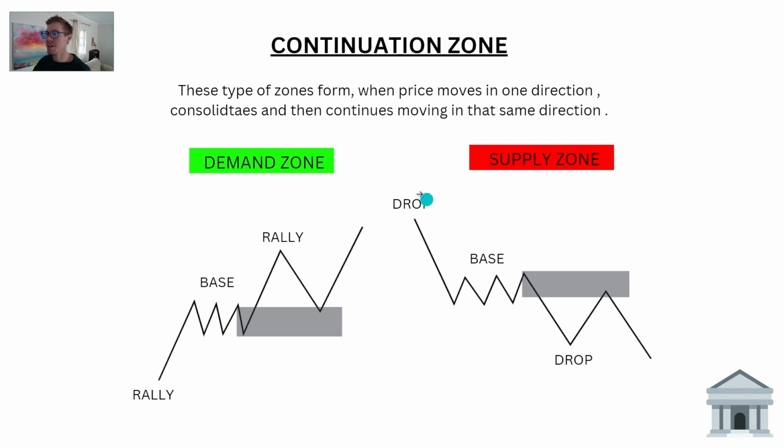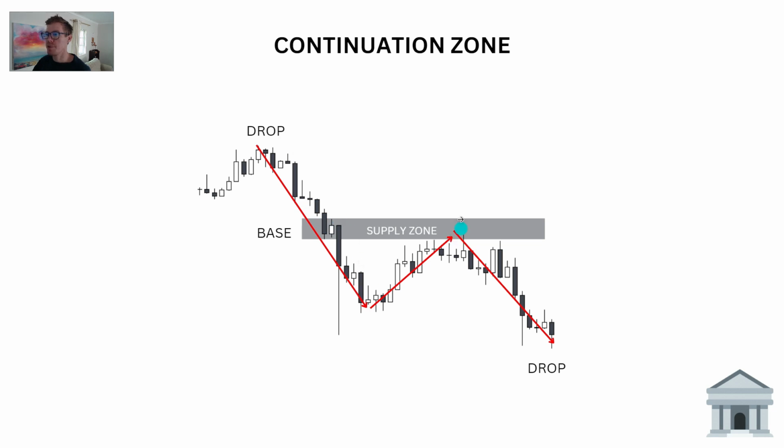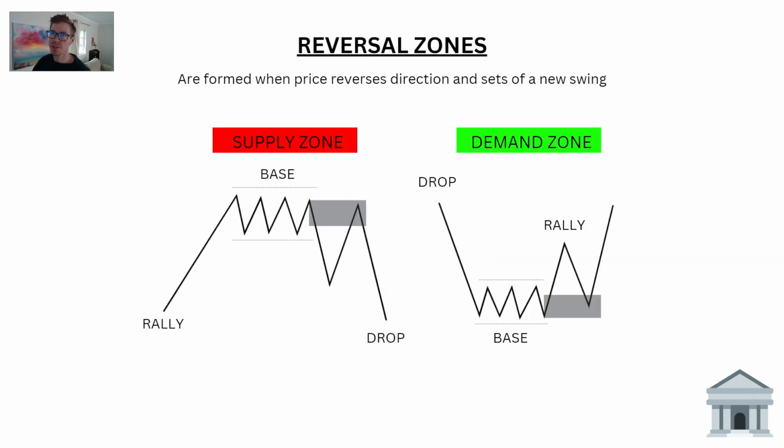And with the supply zone, it drops, bases, and drops again. Another example, rally, base, rally. This continuation of movement. Drop, base, drop, tap into the supply zone and continue to drop, continuing to move on a downtrend. With reversal zones, these are formed when price reverses and sets off onto a new swing.